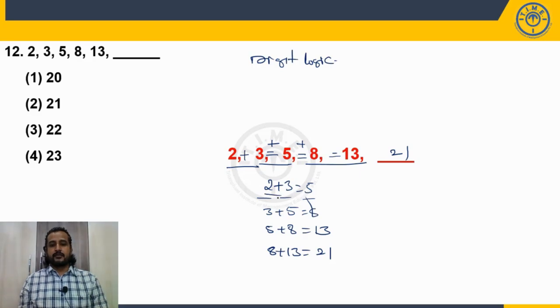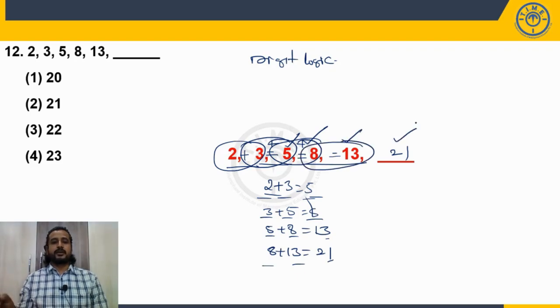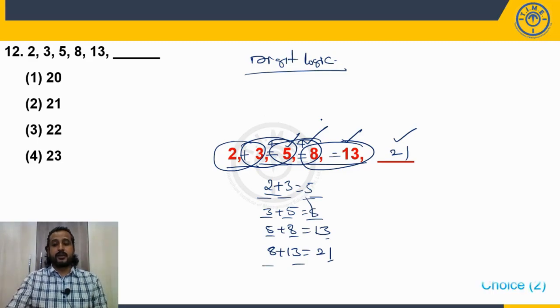2 plus 3 is equal to 5. 3 plus 5 equal to 8. 5 plus 8, 13. 8 plus 13, 21. So the sum of these two is the next number. Sum of these two is the next number. So the sum of these two will be 21. Digit logic. This kind of logic we discussed during the basics class also. Please try to recollect what we have discussed during the basics class. Okay. Choice 2 is our answer, 21. Clear?